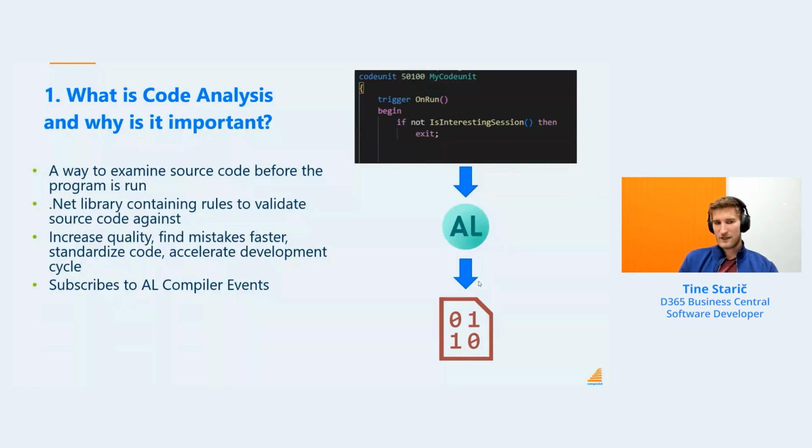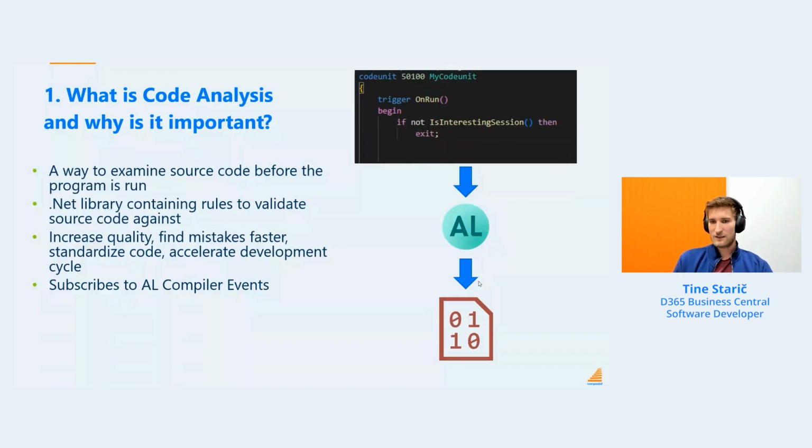Why do we want to have code analysis? It's to increase quality, to find mistakes faster, and to standardize code. But for me personally, the biggest effect was that it accelerates the development cycle. I'll be repeating this quite a couple of times today. The less time you have to spend going back and forth between the reviewer and the reviewee, the faster you can merge your changes and deliver the features to the customers.